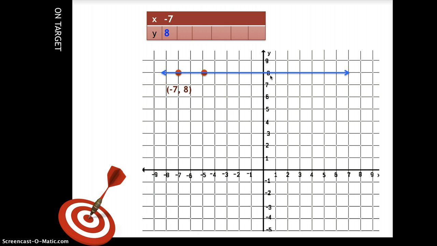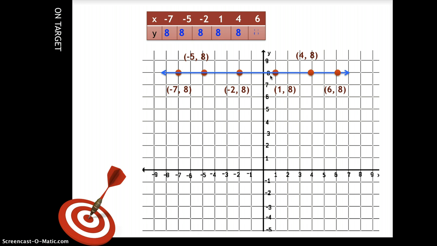Another point is at (-5, 8). The third point is at (-2, 8). The fourth point is at (1, 8). Students, follow how I'm reading the points. Remember, x first and then y. The fifth point is at (4, 8). I'm going to put the value there, (4, 8). The last point is (6, 8).